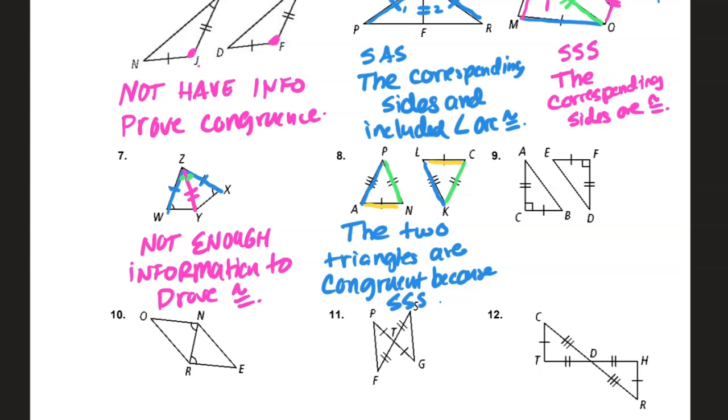If we look at number 9, we have this side, which has two markings, is congruent with this side. We have this side is congruent to this side. And then, of course, we do have a 90-degree angle in both triangles, which is the included angle. Therefore, the two triangles are congruent because of side, angle, side.